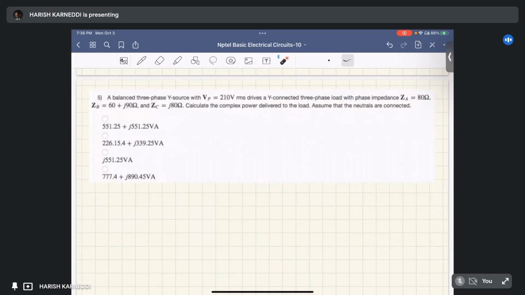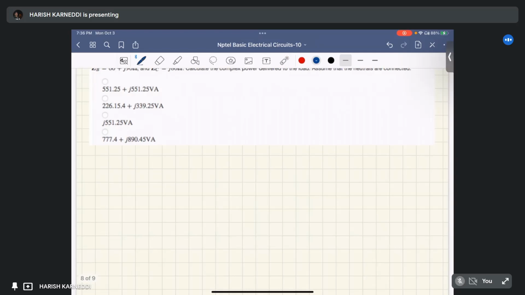Coming to the next question: a balanced three-phase star source. That means we can draw the circuit first. A balanced three-phase star source. Let us suppose A, B, and C.